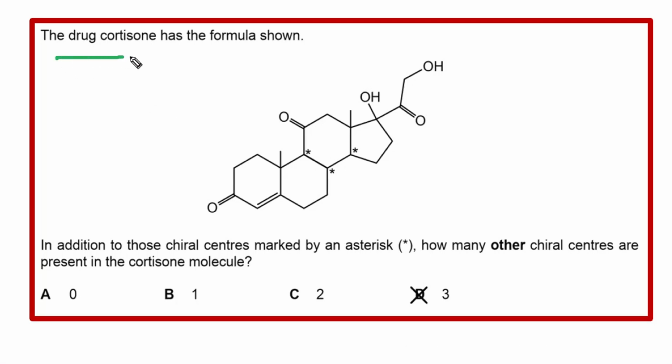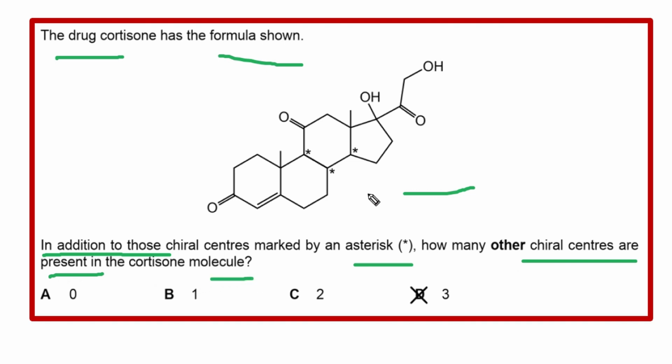The drug cortisone has the formula. This is a drug. In addition to those chiral centers marked by asterisks, how many other chiral centers are present in the cortisone molecule? So this drug has 3 chiral centers. This is shown by asterisks.